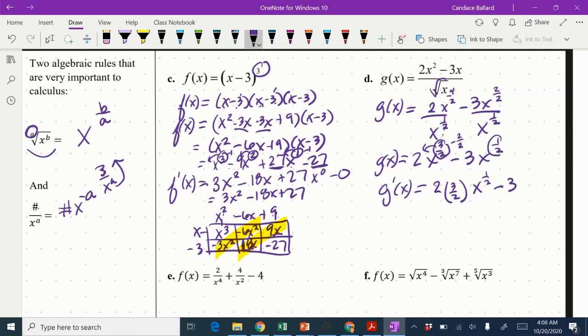Minus 3, I'm going to take this guy, bring it in front. So I'm going to multiply by 1/2. And then we're going to subtract 2 over 2, which is 1. So I get x to the negative 1/2 power. All right, the 2's are gone. So we get 3 square root of, or sorry, I'm converting way too fast. 3x to the 1/2 power.